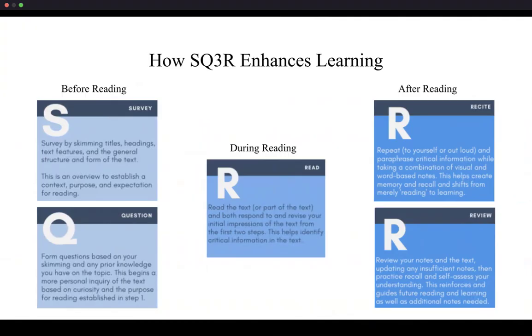So how does SQ3R enhance learning? Research demonstrates SQ3R's effectiveness through cognitive reinforcement. As Van Blerkam's 2011 study indicates, this method ensures multiple exposures to key concepts, significantly improving retention. The questioning phase activates prior knowledge, while the recitation phase strengthens neural pathways through active recall, a phenomenon well documented in cognitive psychology literature. So you can go ahead and pause and read these text boxes if you like.